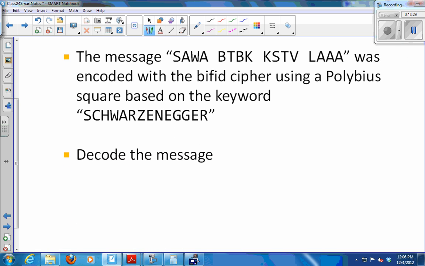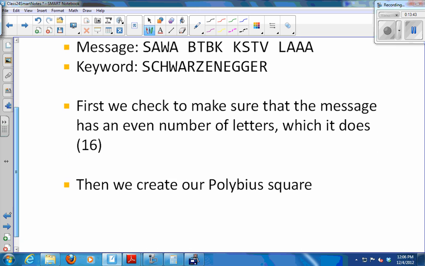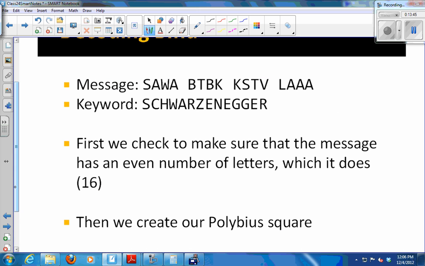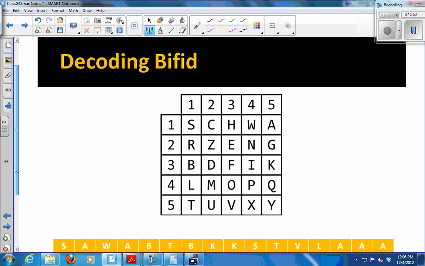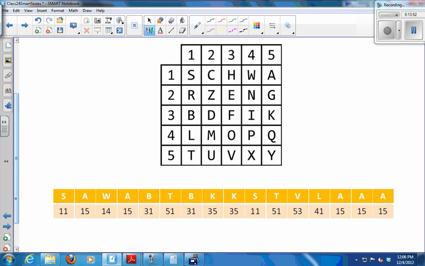So here's a message, some junk that was encoded using the Bifid cipher. The Polybius square was based on the keyword Schwarzenegger. We have our target. So if we want to decode the message, first we have to build a square. Well, first we have to make sure that the message has an even number of letters. It does. So then we create our Polybius square, and we fill in the word Schwarzenegger without ever repeating a letter, right? So once we already have the letter in there, you don't write it down again.